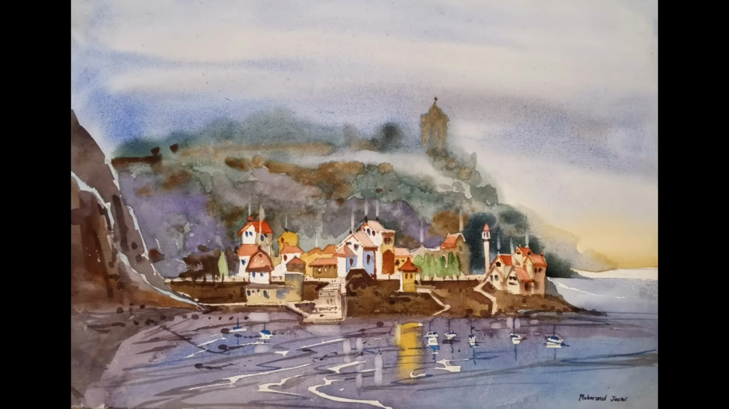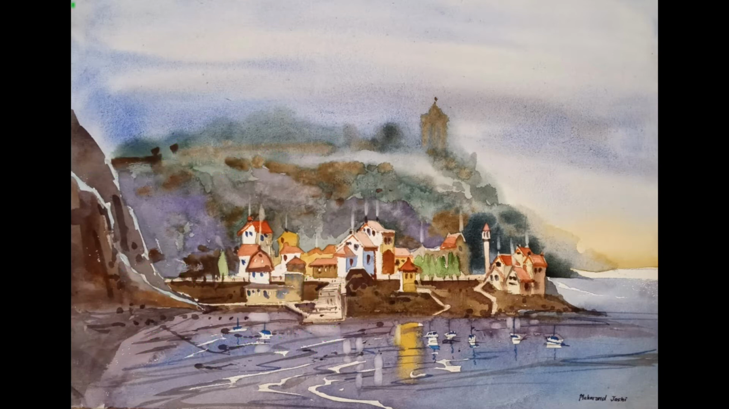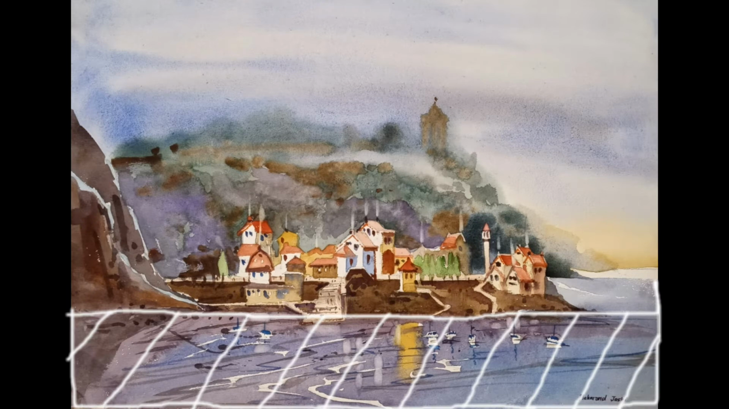Three basic elements for composing a landscape: the background, the midground, and the foreground. Once again, the background, the midground, and the foreground.